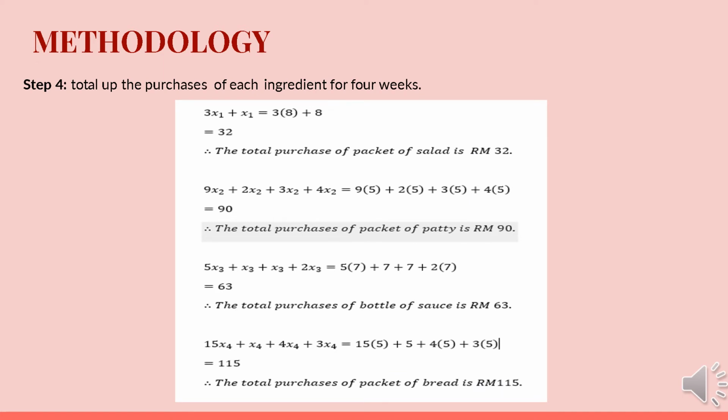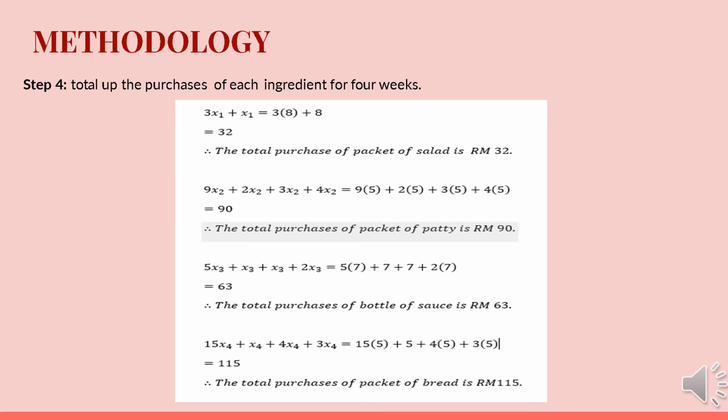From step 3, we've got the price for each unit of ingredient from the matrix. Now, we want to total up the purchases of each ingredient for 4 weeks. For x1, which is packet of salad, we've got 3x1 plus x1. Then we substitute the price. We've got 3 times 8 plus 8. And we will get the total purchase equal to 32 ringgit.